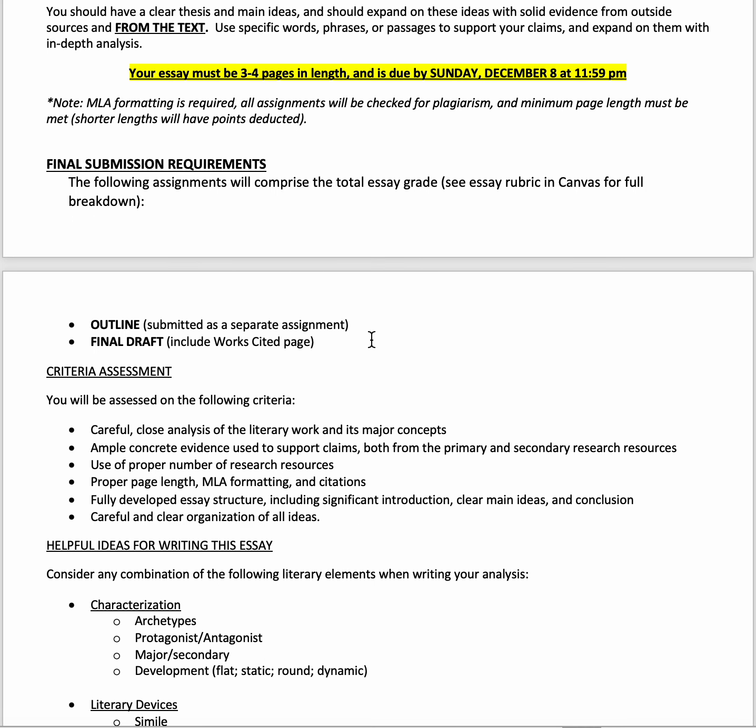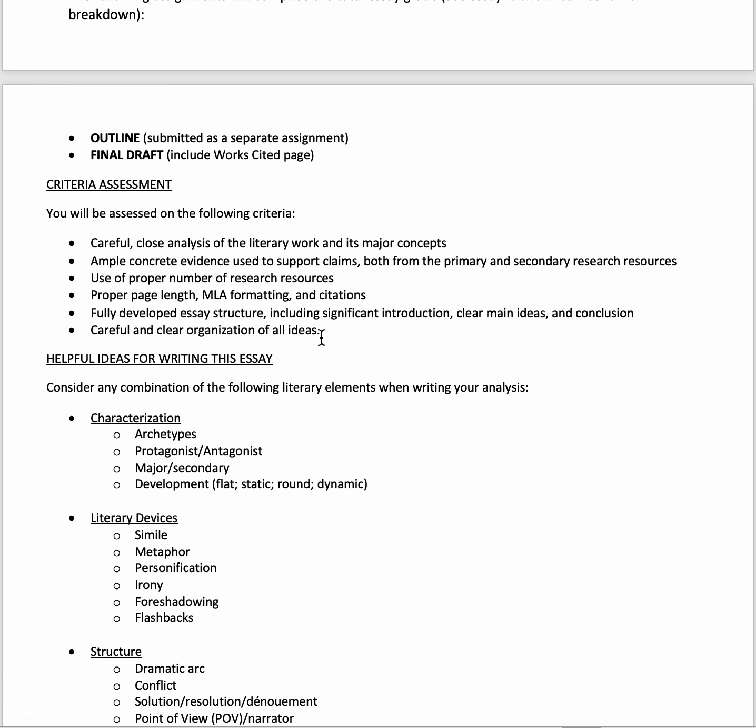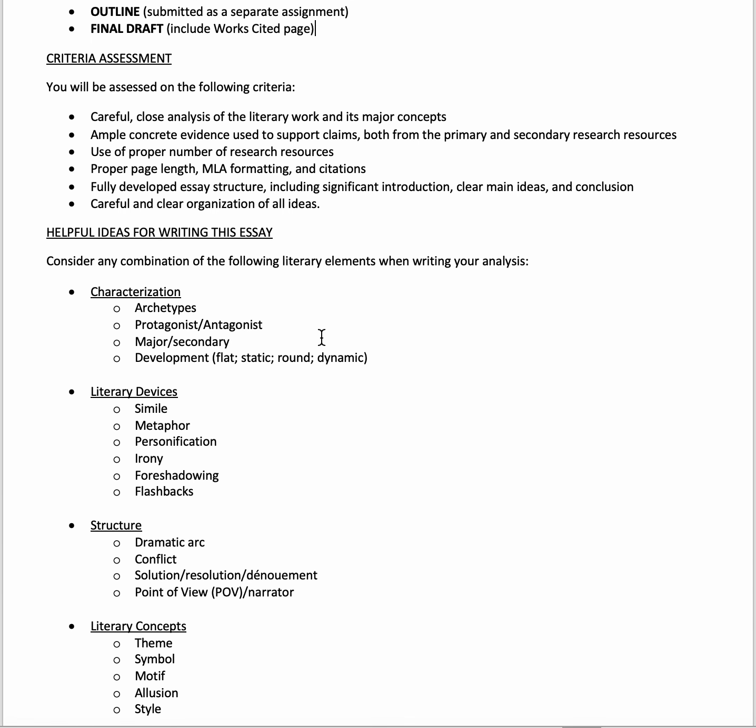Your final essay grade will be made up of the outline, which will be submitted as a separate assignment, and your final draft, which needs to be a Word doc and includes your works cited page. You guys are going to be assessed on making sure you have good close analysis of the work and its major concepts, good evidence to support your claims from both the primary, meaning the text, and the secondary, meaning the research sources. Proper number of sources used, proper use of those sources. So what you cannot do is just list a source on a works cited page, but never actually utilize them in your argument, never cite them in your argument in text, then it's not utilizing that source.